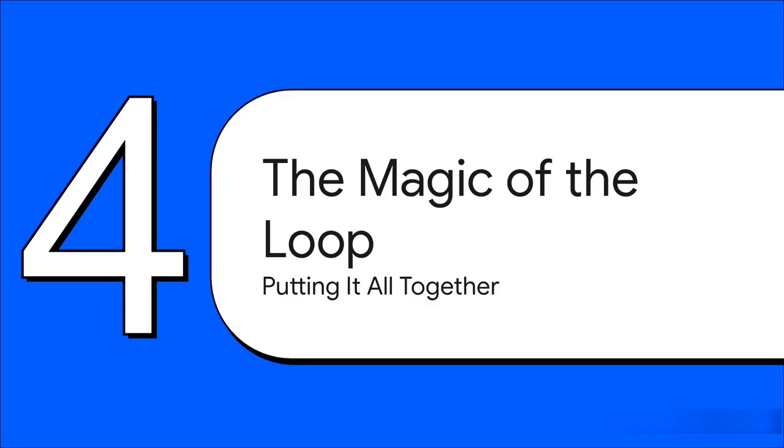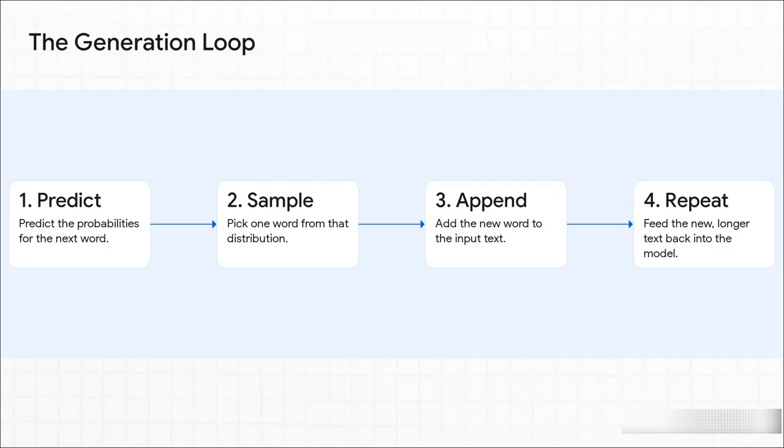So we've seen all the individual pieces now, right? We've gone from words to numbers, we've added a ton of context, and we've turned those numbers back into word probabilities. Now it's time to connect it all and finally solve that mystery we started with. The real magic isn't in any one single step. It's in a simple, relentless loop.